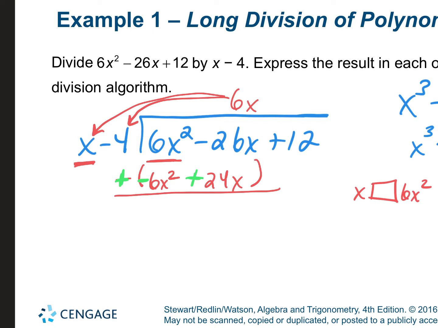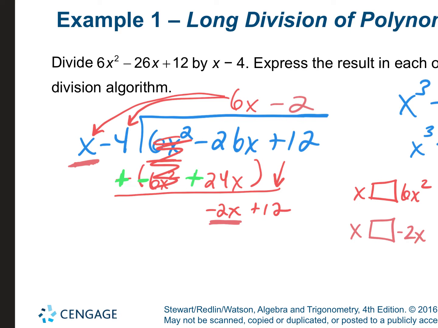Now you can combine. What's negative 26x plus 24x? Negative 2x, right? What happens with positive 6x squared and negative 6x squared? It cancels out. And then what do I do with the plus 12? I bring it down. And we're going to start the whole process all over again. We're going to say, okay, first term, x into negative 2x. So over here, I'm going to say x times what gives me negative 2x? Negative 2. Agreed? So I'm going to write my negative 2 right up here above my 12.